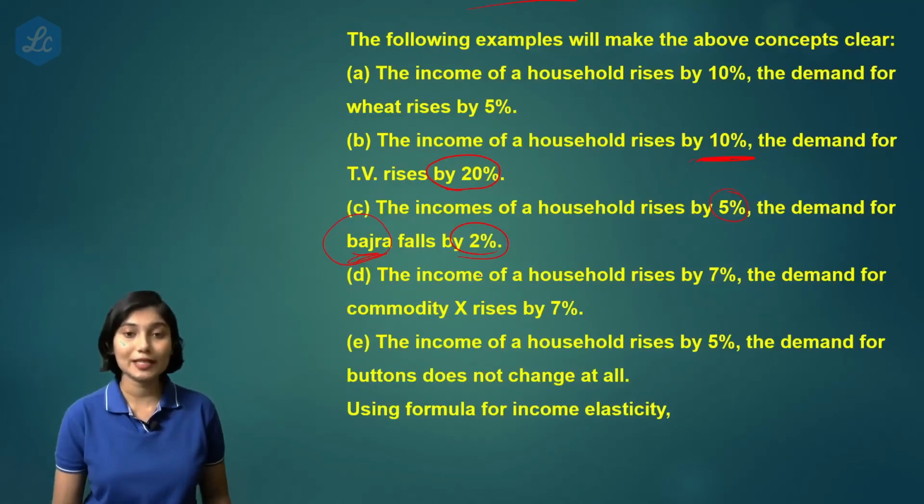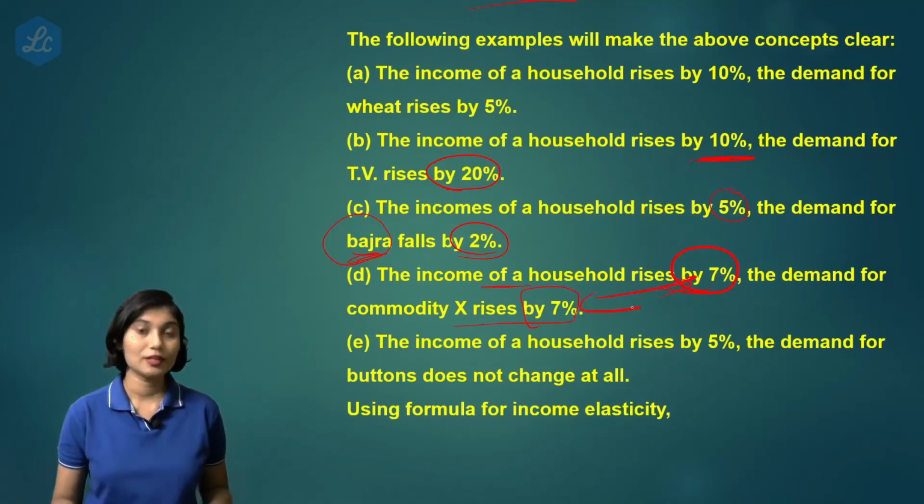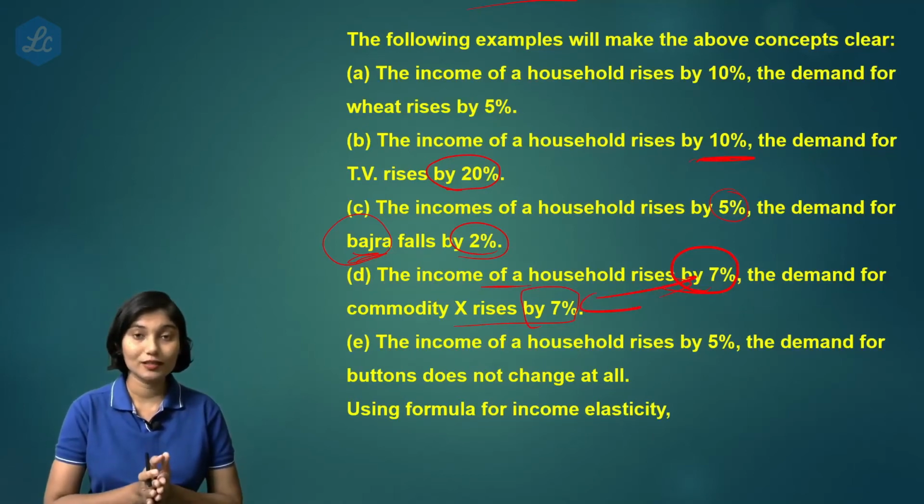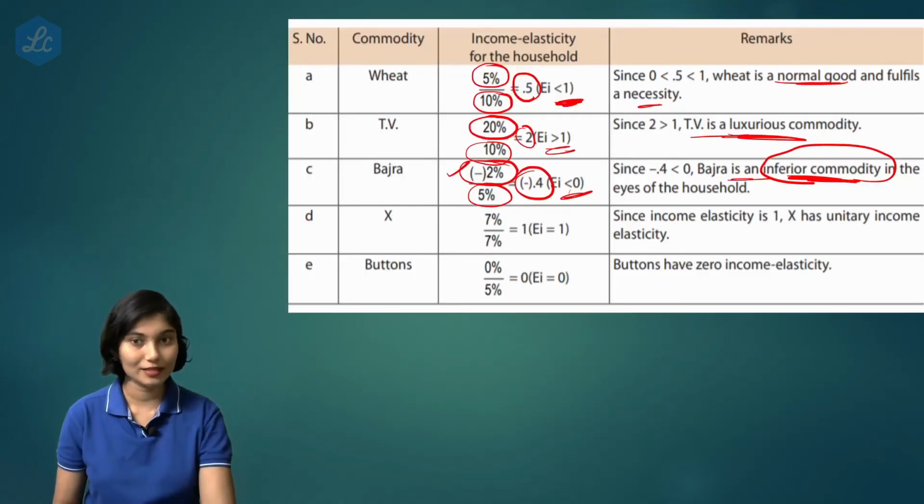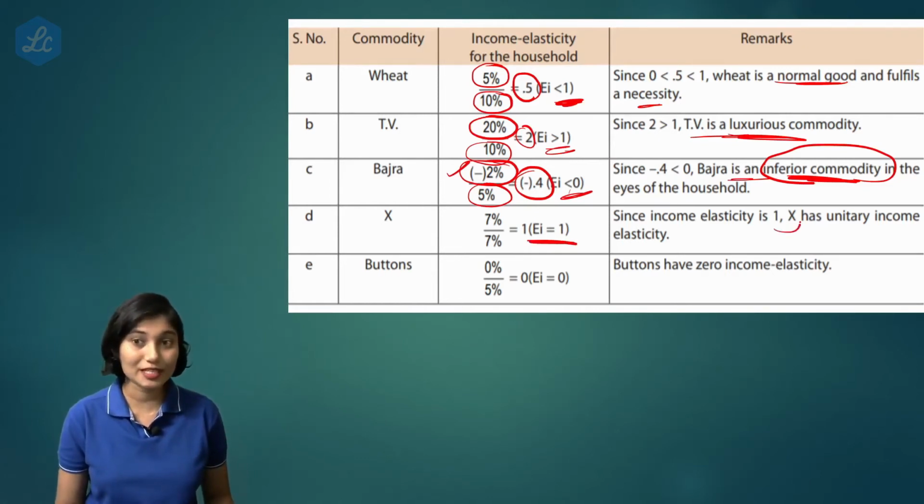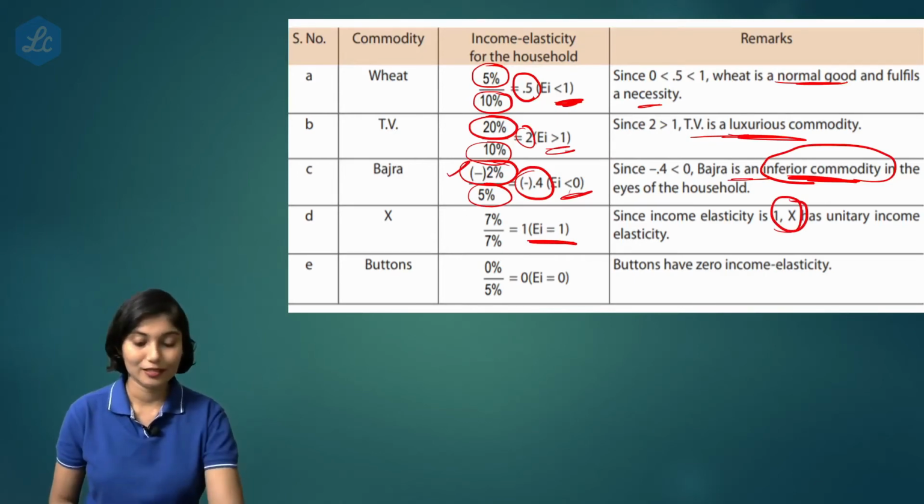The next one: the income of a household rose by 7% and the demand for commodity X rises by 7%. So what has happened here? The income and the demand are moving equally. So you remember unitary elastic? Yes. So what happens over here? Income elasticity is unitary over here. The particular product X has unitary elastic demand.